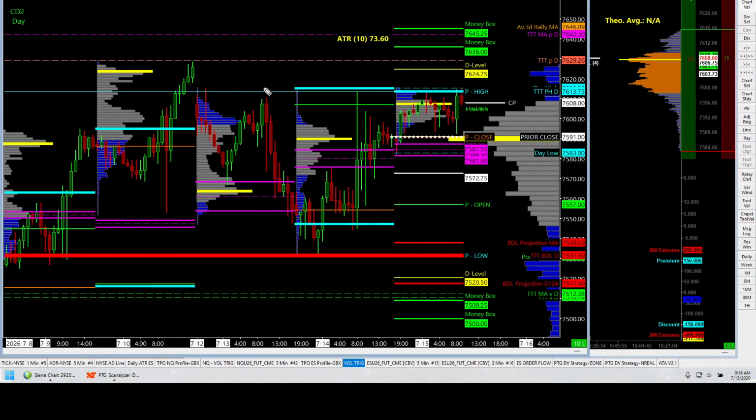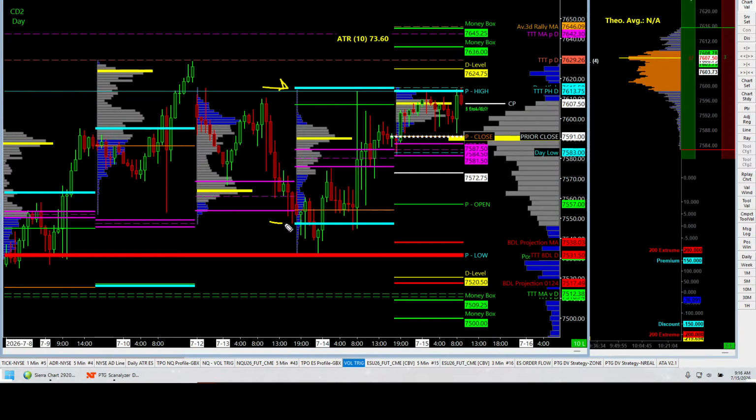The blue lines here are the prior lows and prior highs. So those are the references there. Of course, on the far right hand side here, this is a 5-day composite, so multi-composite profile. So that's what you're seeing there.